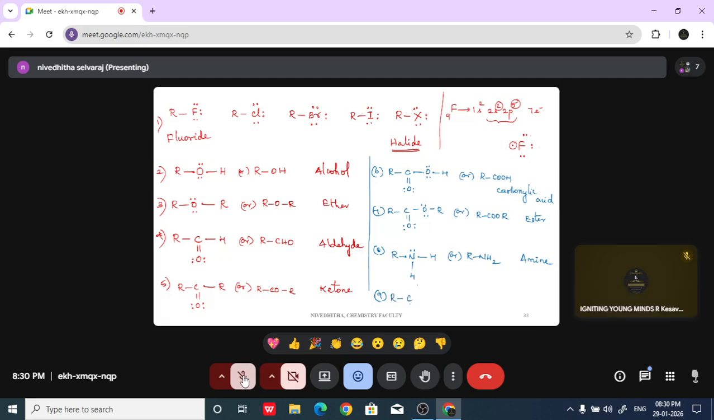Carbon, R C double bond O, nitrogen, and this nitrogen has 2 hydrogens. Any guesses? R C double bond O, N H2. Any guesses?